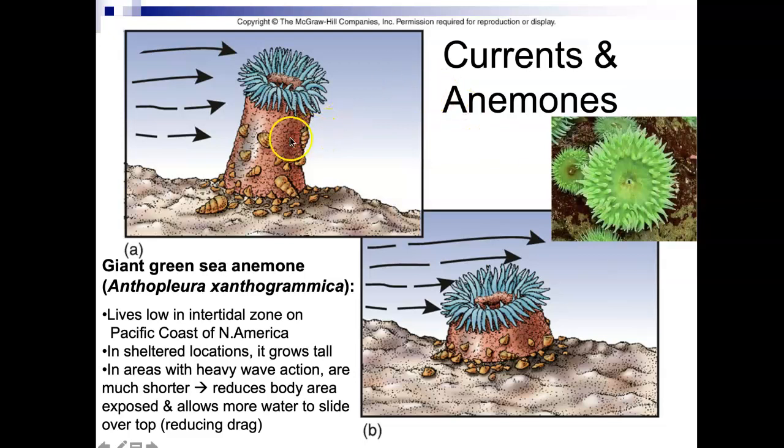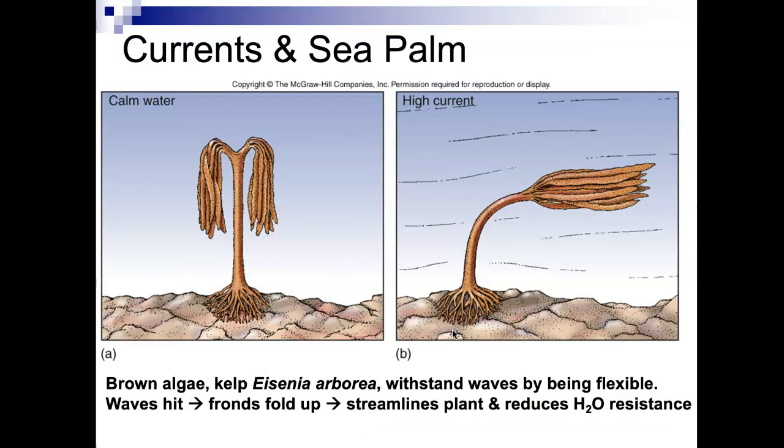And it's pretty cool because these are the same species. So this is just a physiological adaptation to the specific microhabitat that they're living in. Again, if you're in an area that's sheltered, then you'll see a taller form of the same species. And in an area that's less sheltered with more wave action, you'll see a lower profile. Again, the same species, just a physiological adaptation.